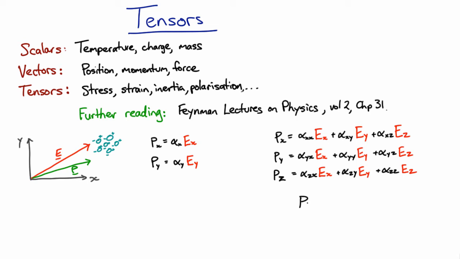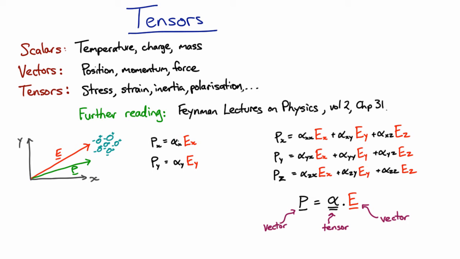So you'd have a vector, the polarization vector, equal to some kind of matrix of alphas times the electric field vector. And this thing here is a vector. And this thing here is a vector. And this thing here, the polarizability, is a tensor. And that's our first physical example of a tensor.